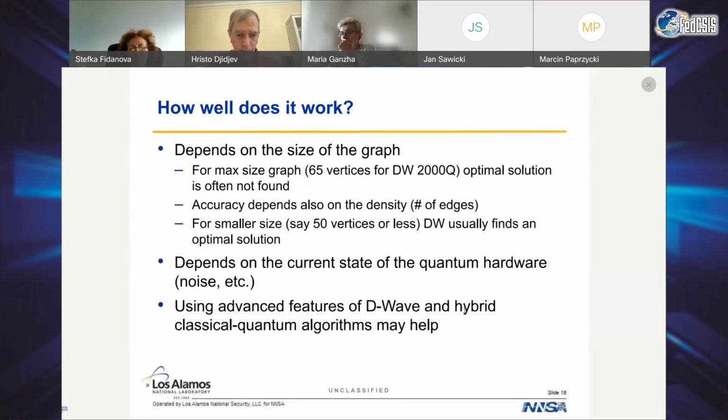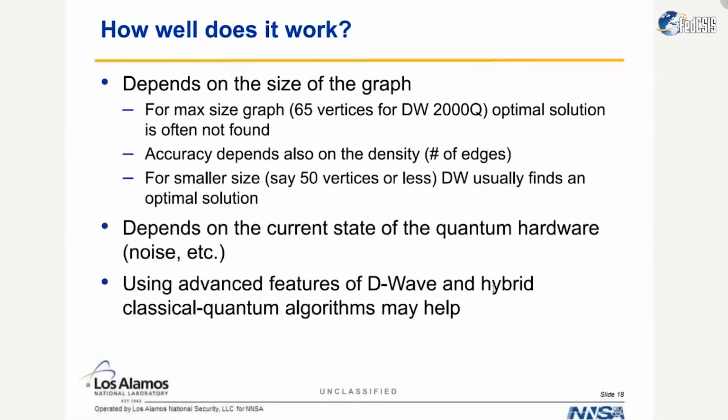Okay, so how well does it work? Does it solve all optimization problems to optimality? Well, unfortunately not. It depends on many things. For larger sizes, it's less accurate than for smaller sizes. For denser graphs, it's less accurate than for sparser graphs. And also it depends on the current state of the D-Wave. Sometimes the hardware works better and produces better solutions. Sometimes it produces worse ones, and it's not clear how and why it happens.